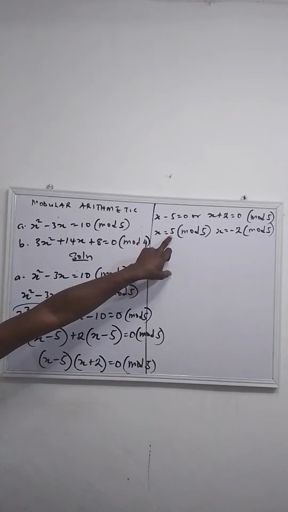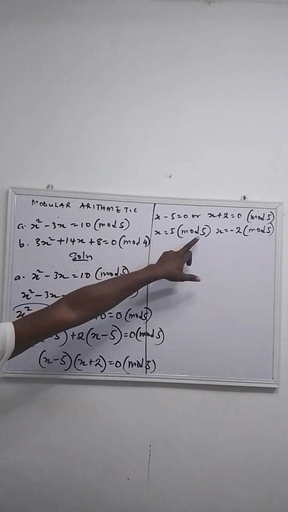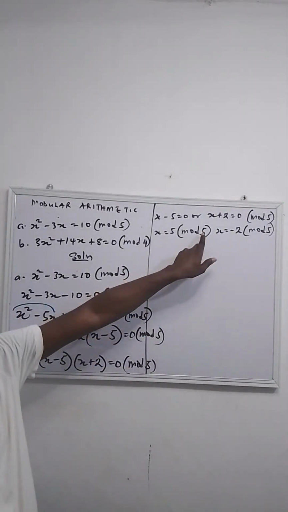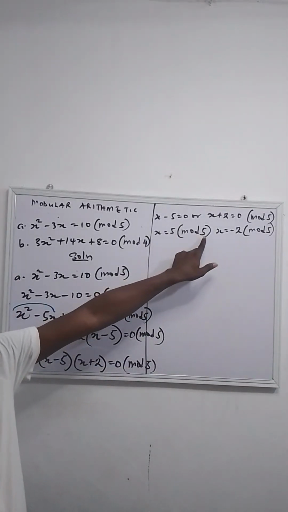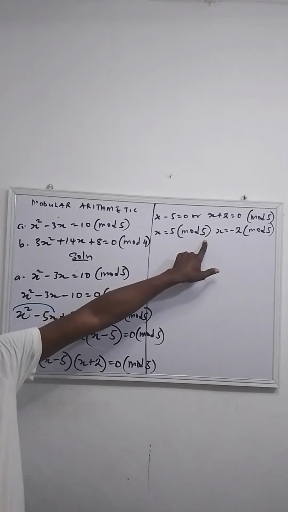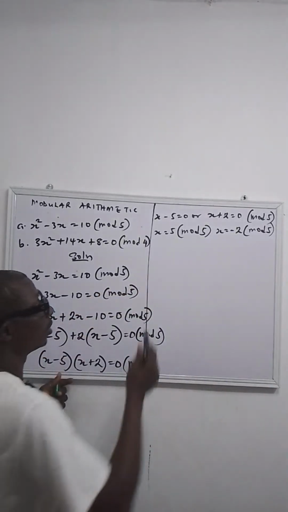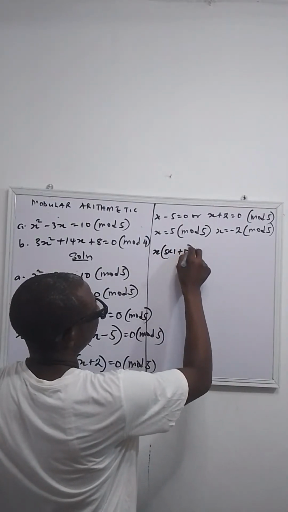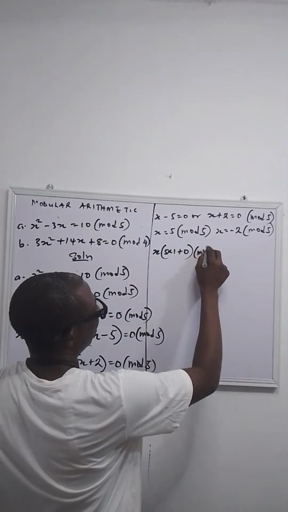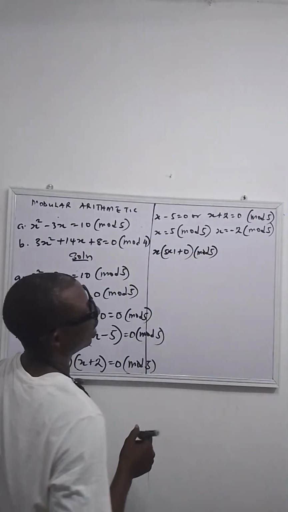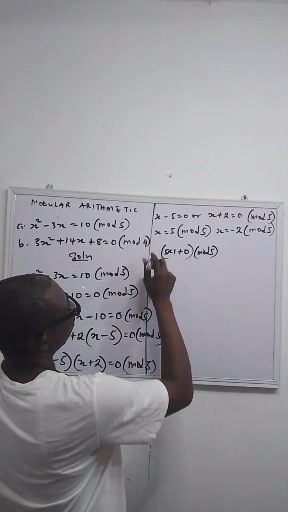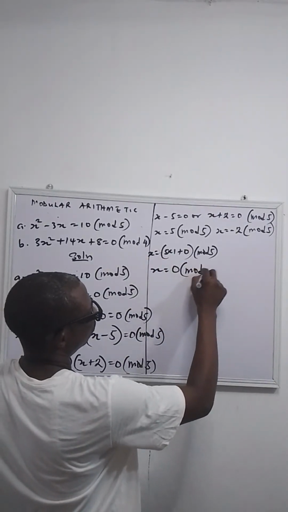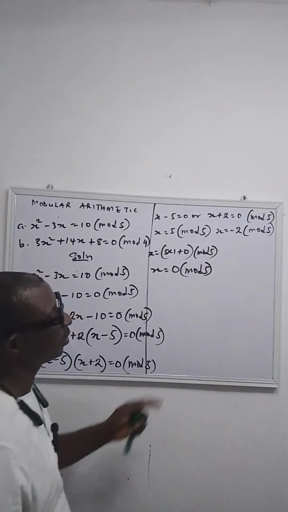Now look at this. You can't leave your answer this way because this number is the same thing as the modulo. So what do you need to do? You divide this number by the modulo, and the remainder is going to be your answer. That will be 0. So let me write this out for you: 5 is 5 times 1 plus 0, mod 5. So x will be 0 mod 5.